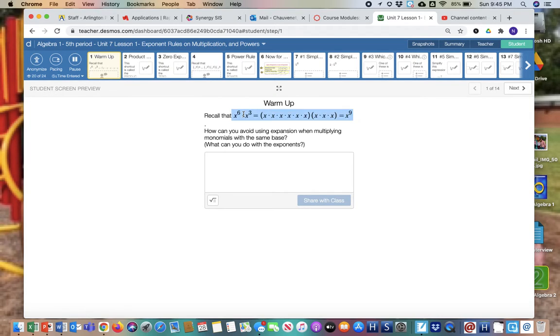All right, so here it says recall x to the 6 times x to the third. What does that really mean? So x to the 6 just means x times x times x times x, right? It means x times itself 6 times. And x to the third really means x times itself 3 times. So then count up the number of x's here, right? 1, 2, 3, 4, 5, 6, 7, 8, 9. So see how we get x to the ninth?